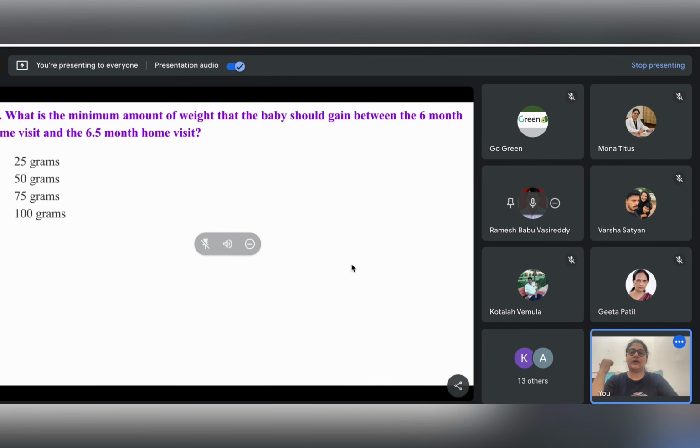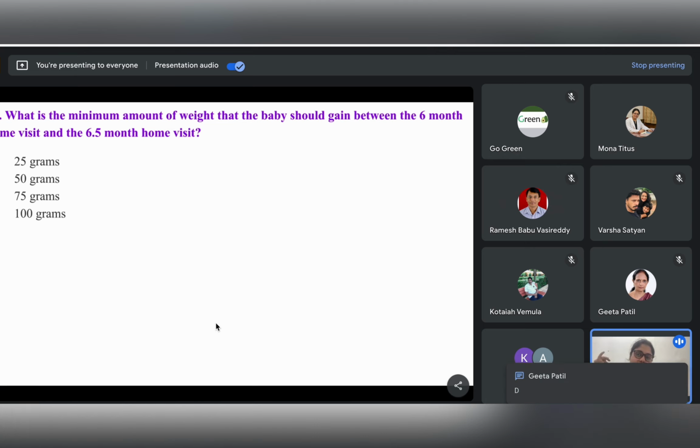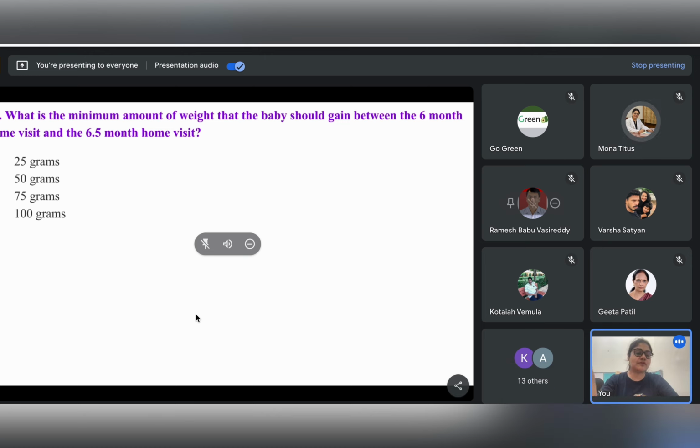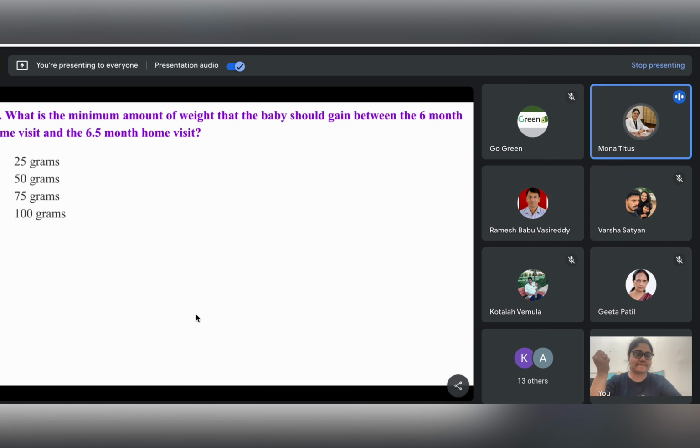Next question, what is the minimum amount of weight that the baby should gain between the 6-month home visit and the 6.5-month home visit? Option D. Yes, very rightly said. We have discussed it. At the 6.5-month home visit, what is the minimum amount of food that is required for a 6.5-month child? What is the amount of food? Can anybody tell me? 4 tablespoons twice a day. 60 ml. Yeah. Correct. What is the frequency? Twice a day. Correct. Of mashed.